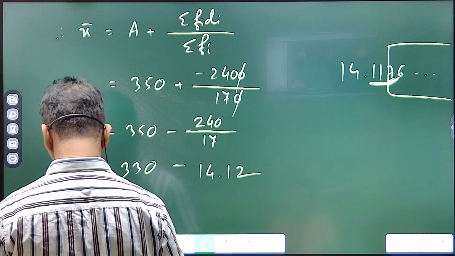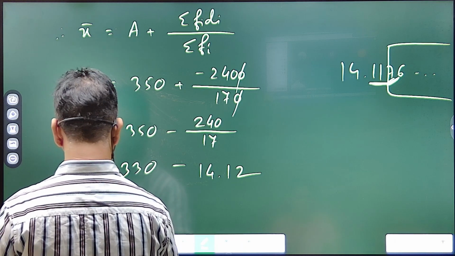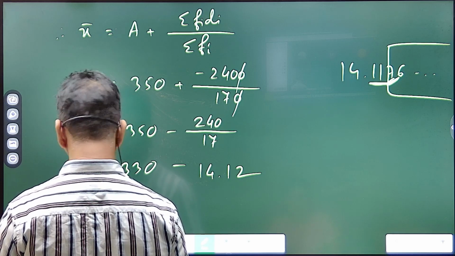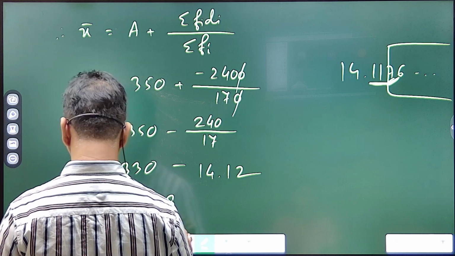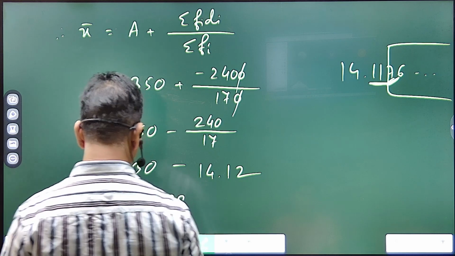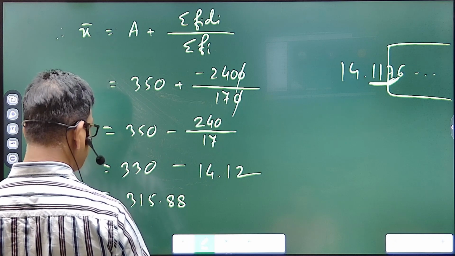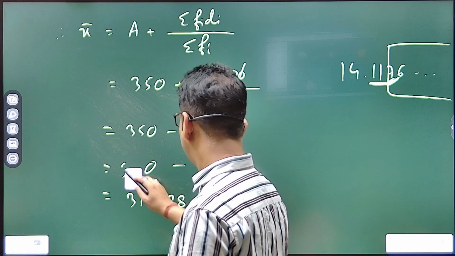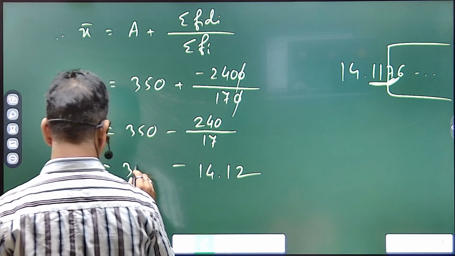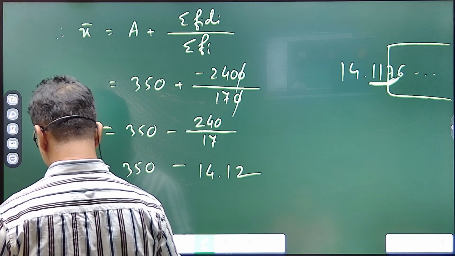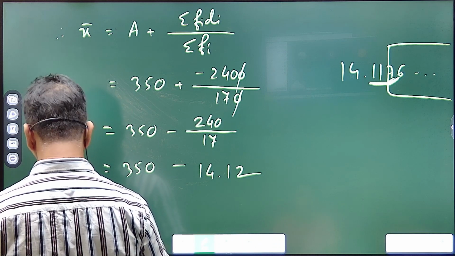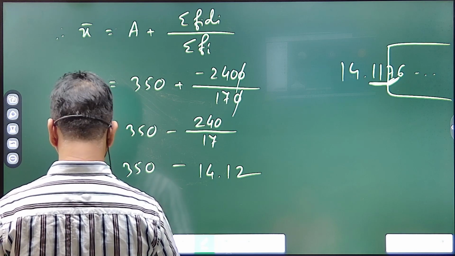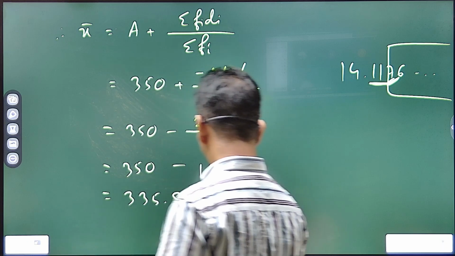Now I am also doing 330 here. So it is minus, sorry, it's plus only. So it is 350. Oh, sorry, it will be 350. So 350 minus 14.12 will be 335.88. Is it correct, Supriya?